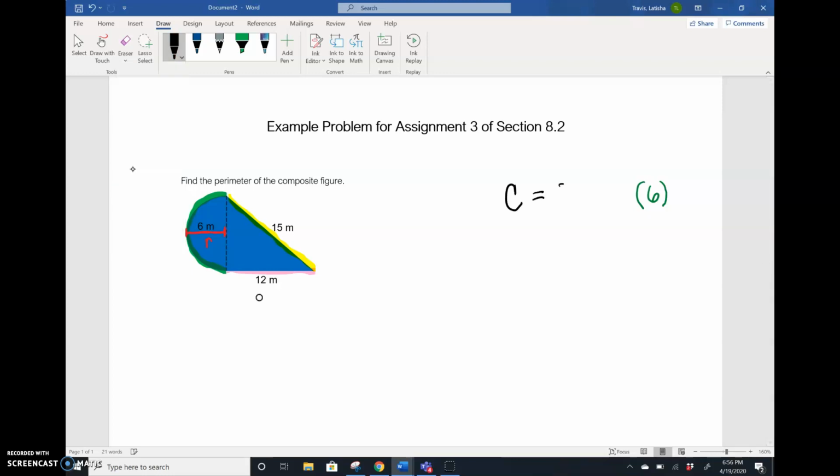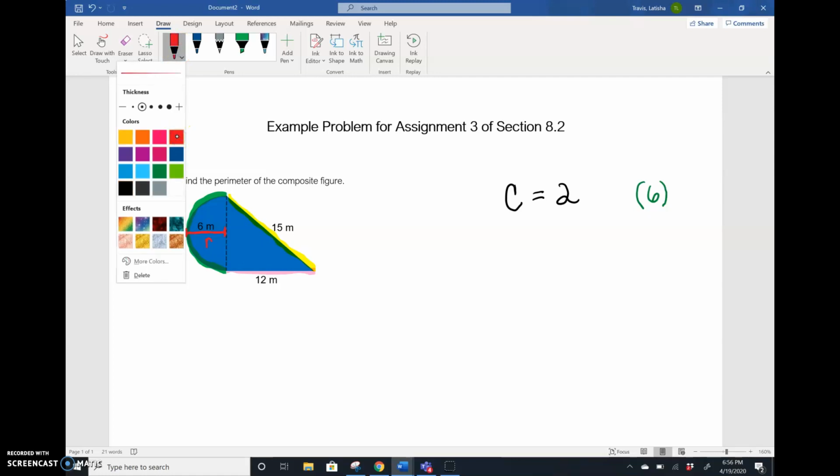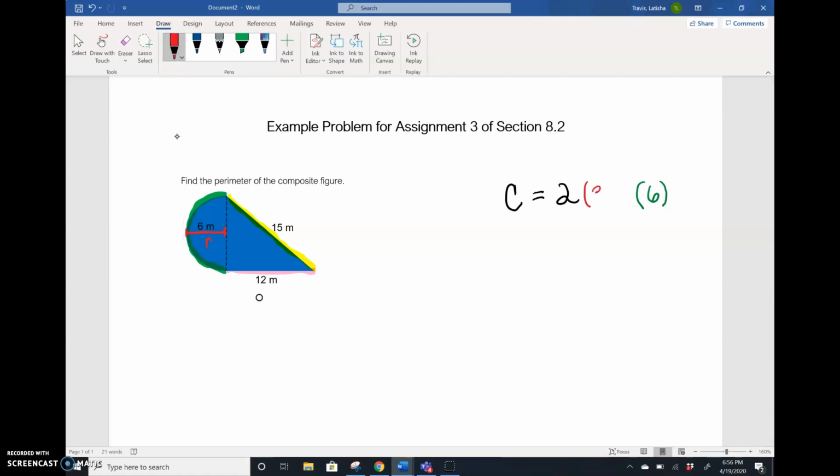C equals, and then we have our 2. All right, and then now we're putting in pi. Pi is the 3.14. Okay, so we have all the numbers in the formula. Our formula has been converted from variables and symbols to all numbers. So we know parentheses mean to multiply. So we're going to multiply all three of these numbers together.